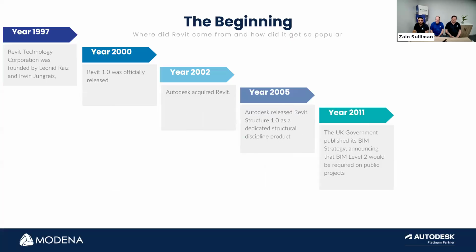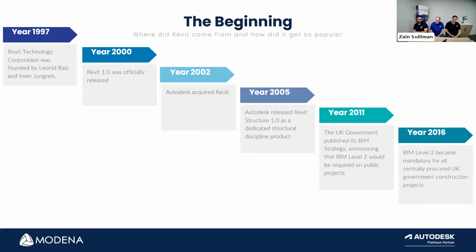Then comes 2011, when the UK government published its BIM strategy, announcing that BIM level 2 would be required on public projects. So this wasn't just to say that people should be using Revit. This was more about collaborative workflows, discipline-specific 3D models, structured data exchanges, and common data environments. Now, Revit was already positioned, or positioned themselves, in that environment, so it was a lot easier to see them as the go-to. That was in 2011.